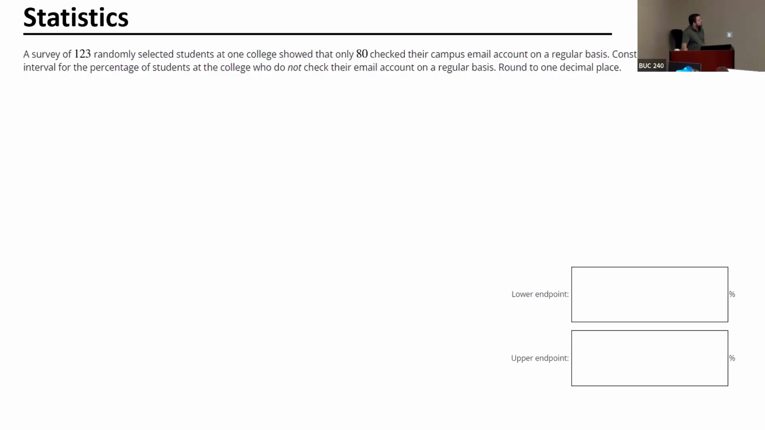All right. So try that one out. A survey of 120 randomly selected students. Figure it out. See if you can figure it out. I'll show you my notes.